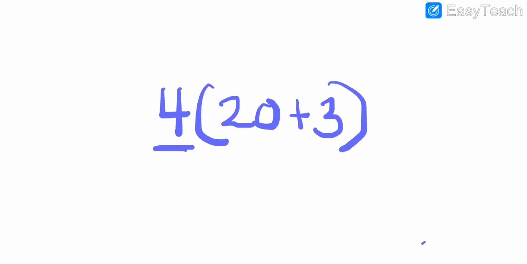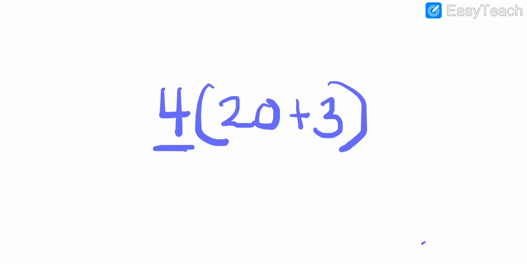Now typically when we have parentheses in math, we do that operation first, but with the distributive property we are not. Now we're going to apply the same rule that if two letters or a number and a letter are right beside each other, that means multiplication. So in this case, the number 4 is right beside the parentheses with the 20 plus 3 inside of it. So that is going to represent multiplication.